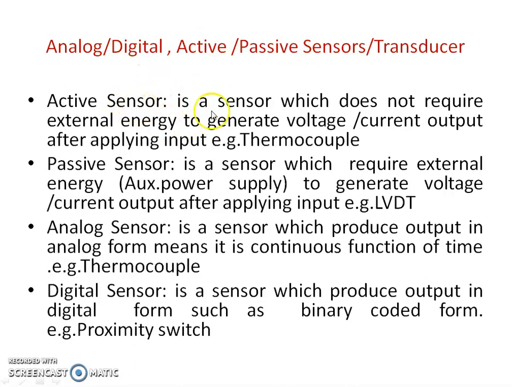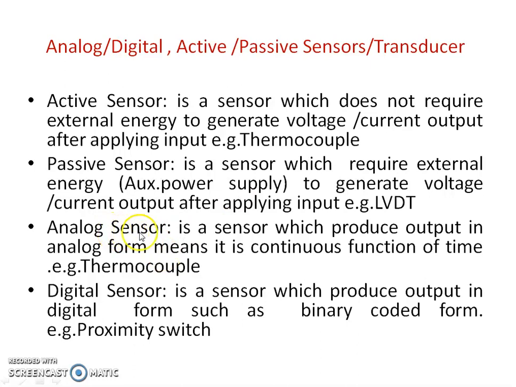So what is an active sensor? This is a sensor which does not require external energy to generate voltage or current output after applying input. For example, thermocouple. What is a passive sensor? A passive sensor requires external energy. I repeat, a passive sensor requires external energy, that is known as auxiliary power supply, to generate voltage or current. And the example is LVDT, because LVDT requires external power, and here thermocouple does not require any external power. It generates the voltage. As temperature changes, voltage is generated.